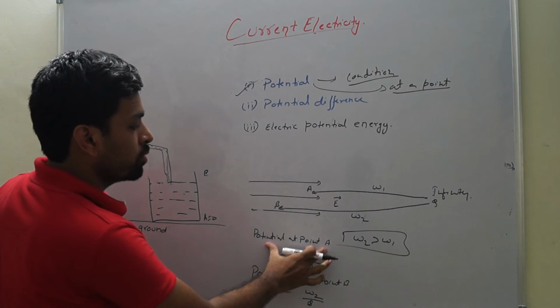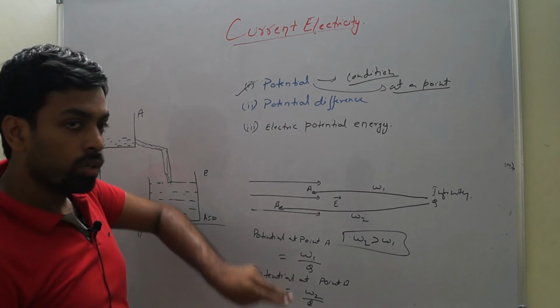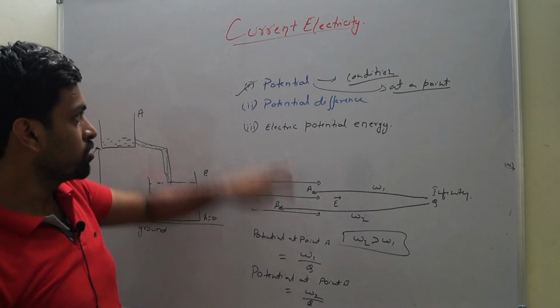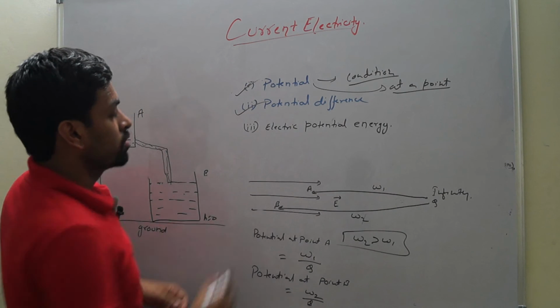Now what is the potential at a point? Potential at a particular point is nothing but the work done to bring that charge to that point divided by the charge itself. So that is the potential at that point. Now we are going to talk about potential difference. So what is potential difference?